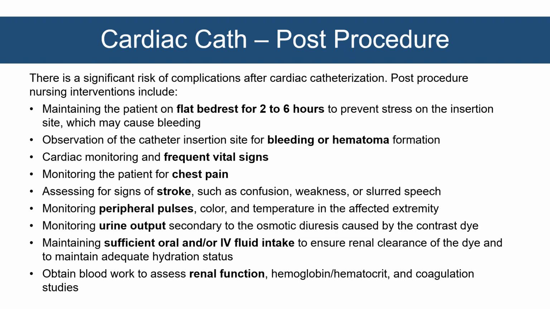We're going to do neurovascular assessment, so our pulses, skin color, skin temperature of the leg that was accessed or the wrist that was accessed. We are going to monitor urine output because the patient may develop an acute kidney injury. We want to make sure that they have lots of fluids to drink and IV fluids if ordered and if appropriate. We want to make sure we're also checking labs to assess renal function, their H&H for fluid status, and coagulation studies, just in case there's something abnormal there. And that concludes this lecture.